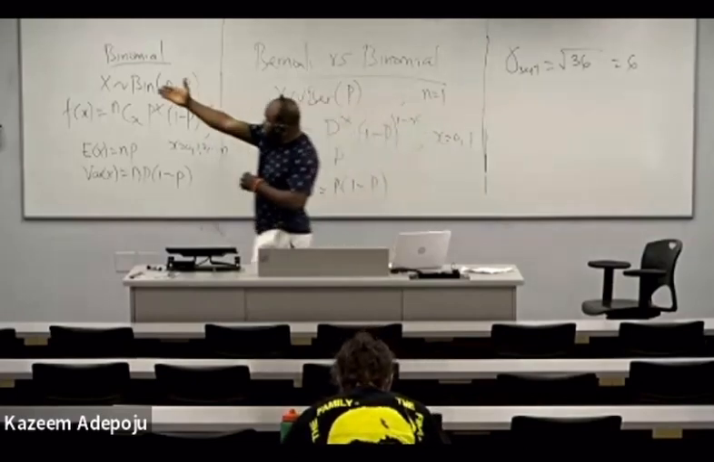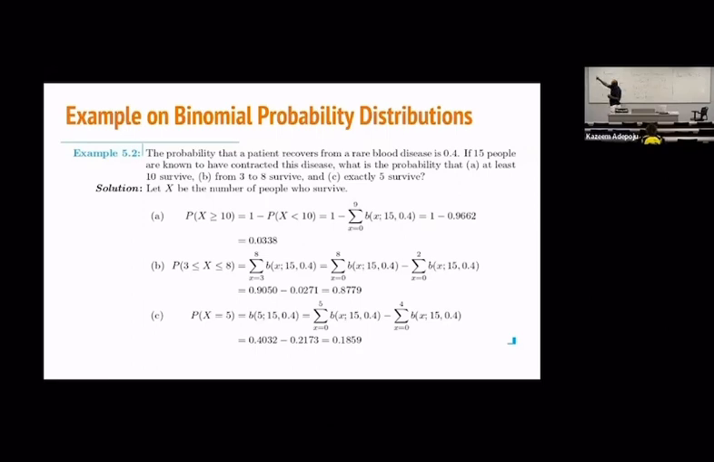Now, take a look at this example. If 15 people are known to have contracted this disease, what is the probability that at least 10 survive, 3 to 8 survive, exactly 5 survive? Because whether they survive or not is dichotomous. Of course, I'm going to show you how you can use a formula and how we can use a table to figure that out.